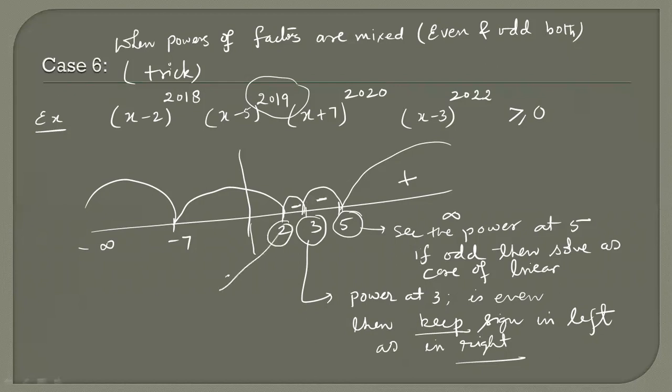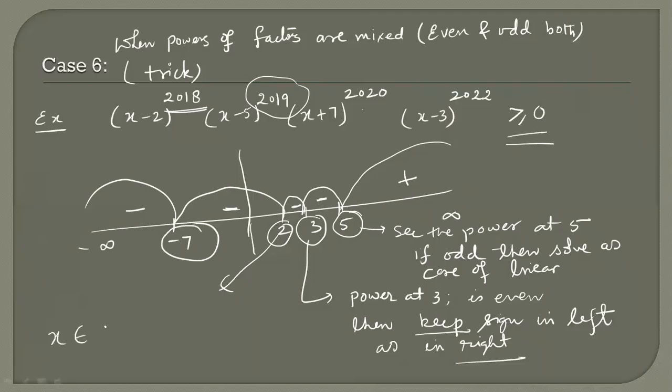Now see the power at 2. It is again an even number, so keep the sign in the left as in the right, it means minus. See the power at -7, it is again an even number, it means we have to put minus sign again. The sign as in the right, we have to put in the left if the power is even. Now you are interested in positive, so you will get only one solution here.